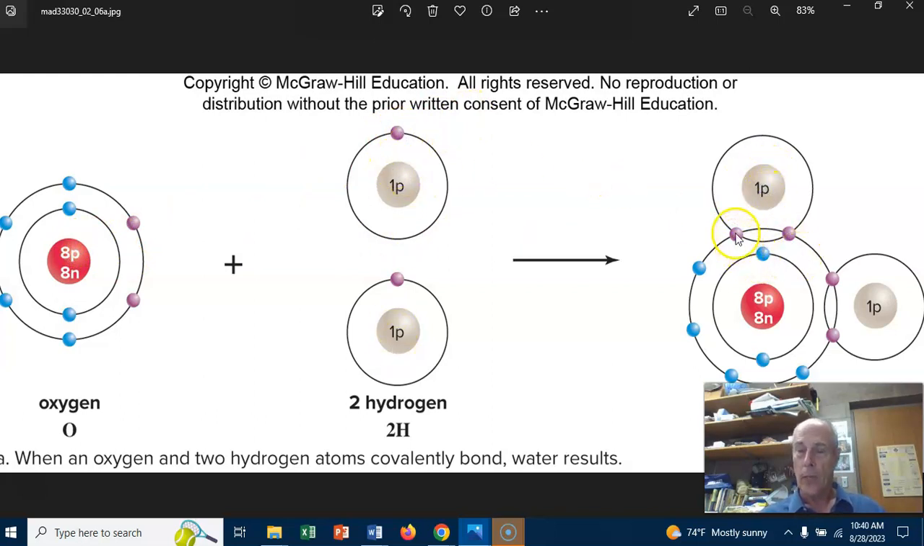And so this electron spends part of its time around that hydrogen atom and part of its time around that oxygen atom. And same with this one. Part of its time around the hydrogen atom, part of its time around the oxygen atom. Now, it's real important to notice here that the oxygen atom is larger than the hydrogen atom. So that shared electron spends more time traveling around the oxygen nucleus than around the hydrogen nucleus. Keep that in mind. It's real important to the next item here.